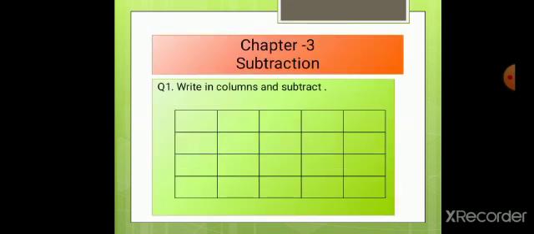So our first sum is we are going to write in columns and then subtract. So 2134 we are going to subtract from 6474. We are going to write this number at the top and you will subtract this from this number, okay? So we will write ones, tens, hundreds, thousands. Then you will write this number because you are going to subtract it from this.